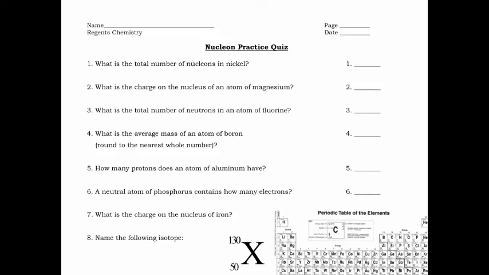So for question number 1, it says, what's the total number of nucleons in nickel? On the quiz, I may ask, what is the total number of nucleons in aluminum? So if you can answer this one, you can apply the same concept to question number 1 on the quiz. So it's really important that you understand how to get the correct answer for each of these questions. So watching this practice quiz is going to be super helpful to you.